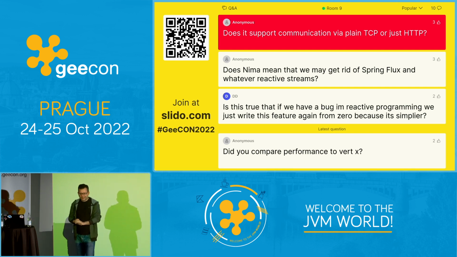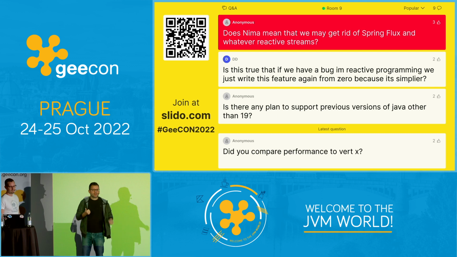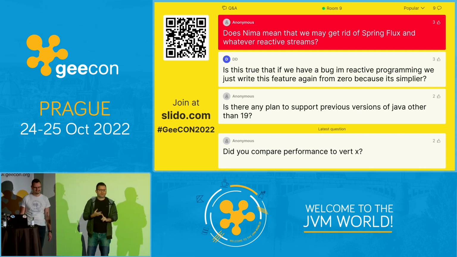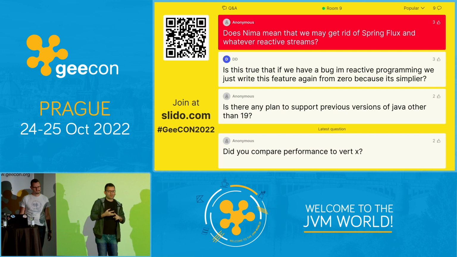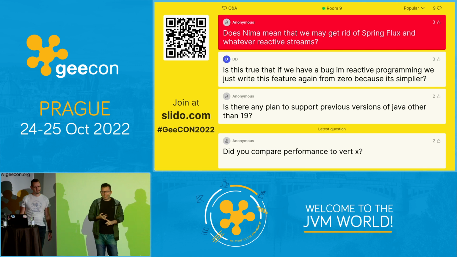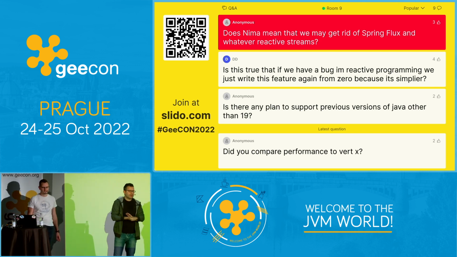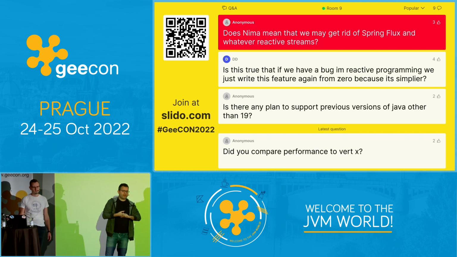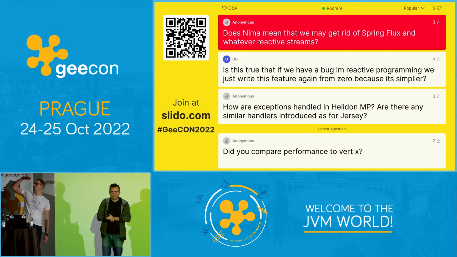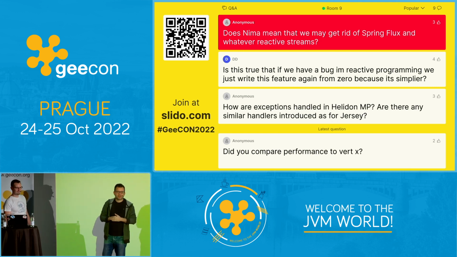Does it support communication via plain TCP or just HTTP? In theory, Helidon Nima supports any TCP protocol, but we only implement HTTP, HTTP2, WebSocket, and gRPC. Actually, WebSocket is upgrading from HTTP1, and WebSocket is HTTP2 based. We didn't see yet a protocol that we should implement other than those, but you could implement your own. We are also looking at the future. HTTP3 is already described, and it's actually not TCP based. It's UDP based, and we don't have yet an implementation in Java that we want to use.